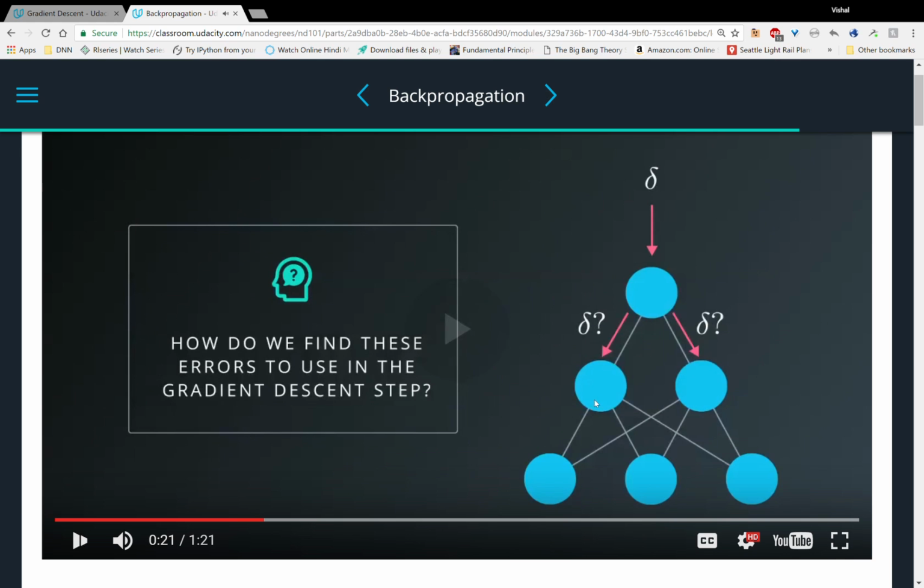These are the deltas, using gradient descent given step. This delta, you will use this as the output, and then you will consider this as the output node and these are the input nodes.